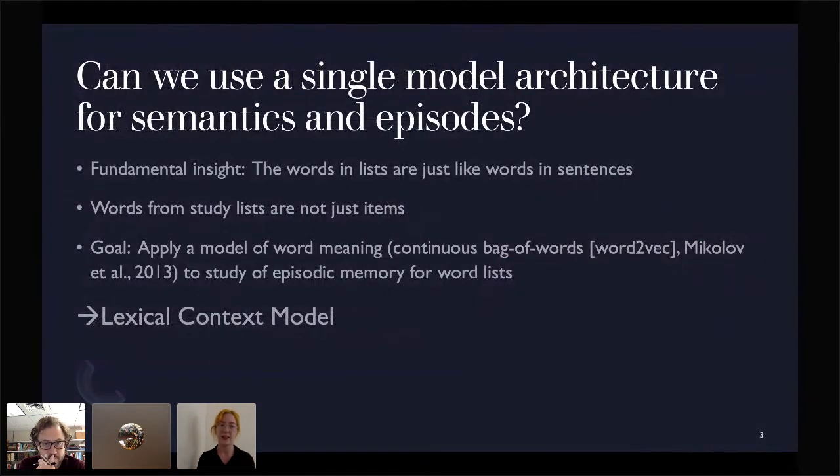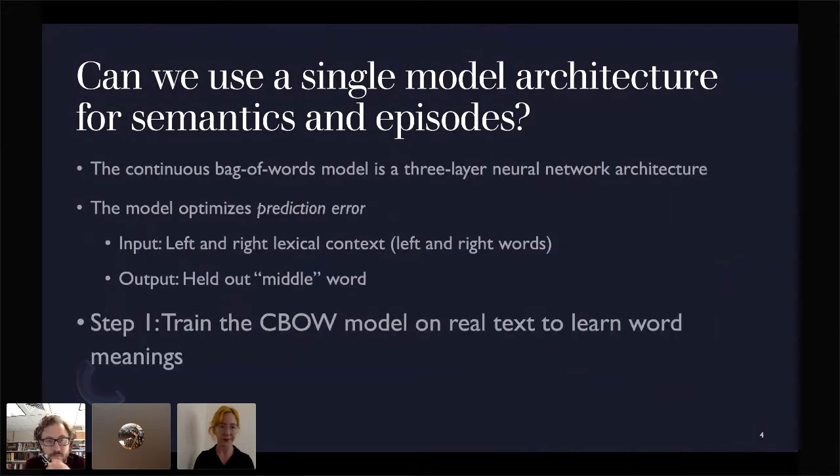So the goal here is to see if we can treat learning words in lists in episodic memory tasks as effectively the same thing as learning words in other contexts. Because we know that words in study lists are not just items, we should be able to say that words in lists function in relation to the other words in that list. So we're just going to take the continuous bag of words model, one of the two instantiations of word2vec, and we're going to teach it memory lists. This will be the lexical context model.